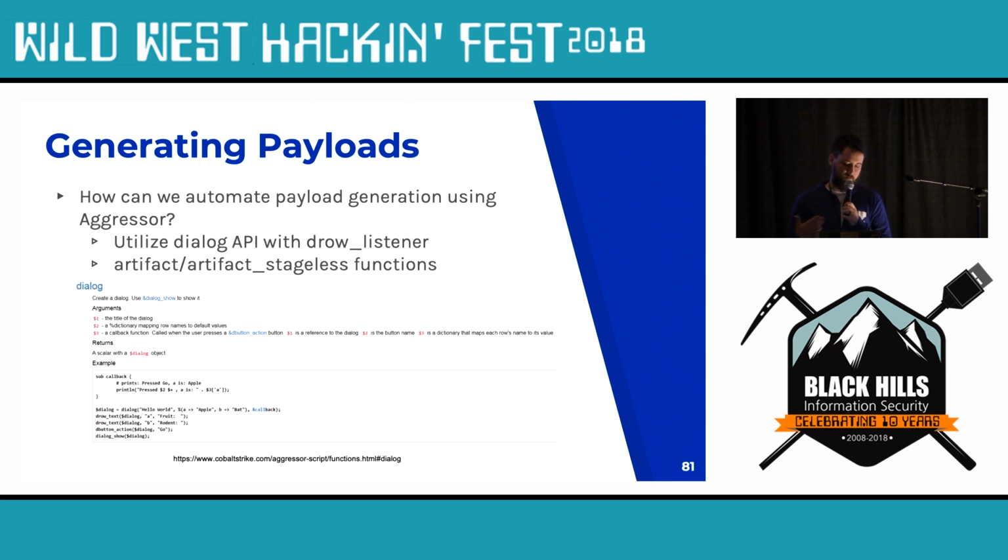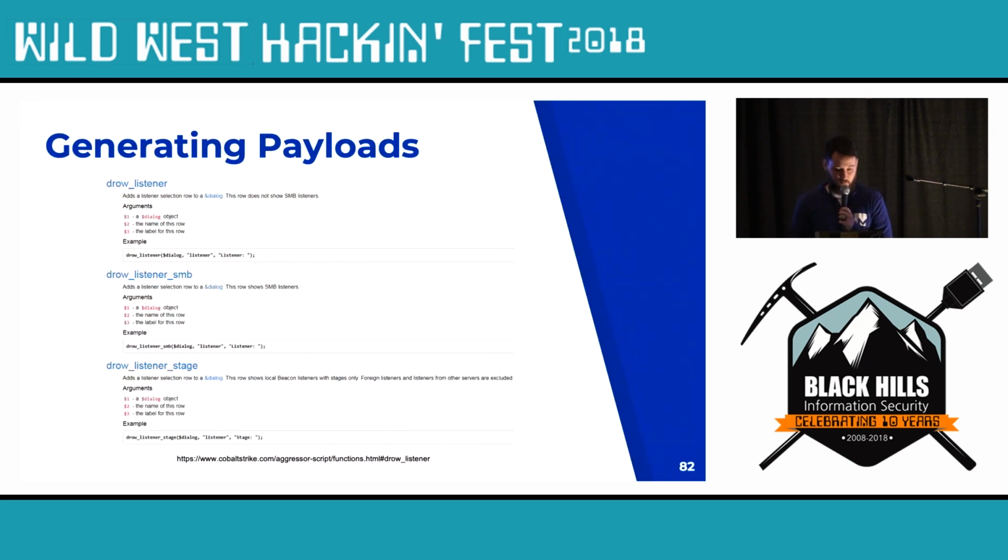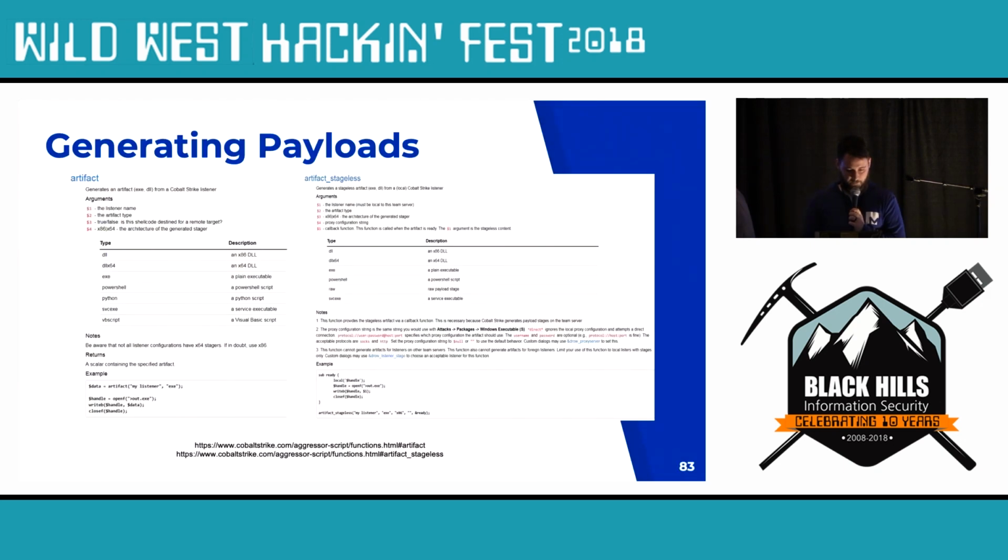So how can we automate payload generation using Aggressor? We want to utilize the dialog API that Chris showed earlier with the DRO listener tab. And then also the artifact and artifact_stageless functions within Aggressor itself can help you generate those payloads. So here are the DRO listener functions that are in the actual manual itself. We can extend these however much we want. And then here are the artifact and artifact_stageless functions. They have multiple arguments for each one. So we're going to use these to iterate through them and then generate payloads based off of the options we have.